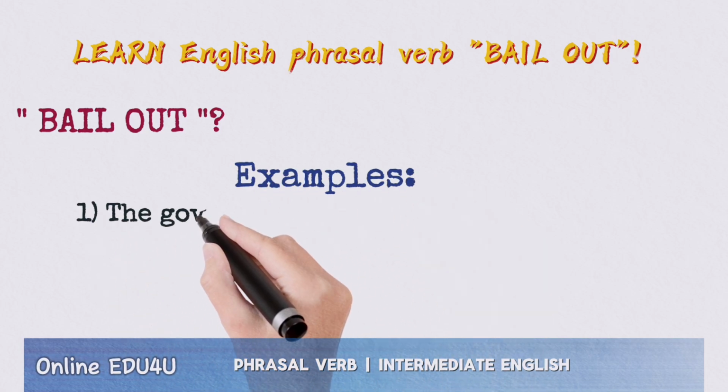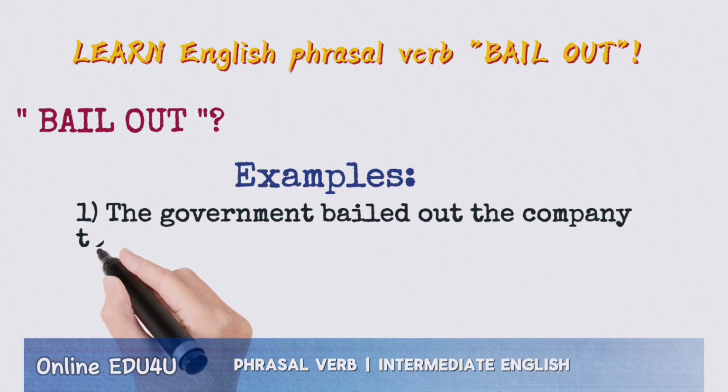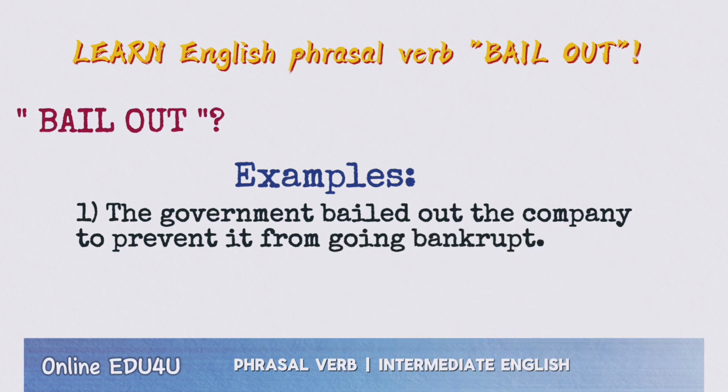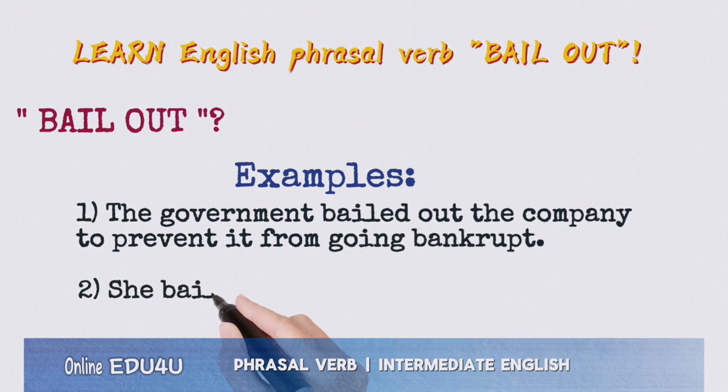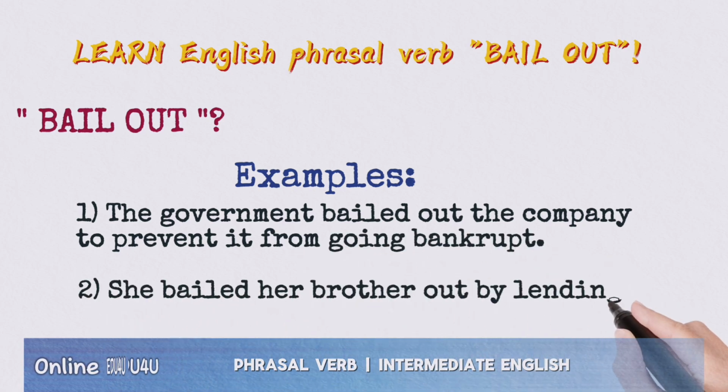Examples: The government bailed out the company to prevent it from going bankrupt. She bailed her brother out by lending him money to pay his rent.